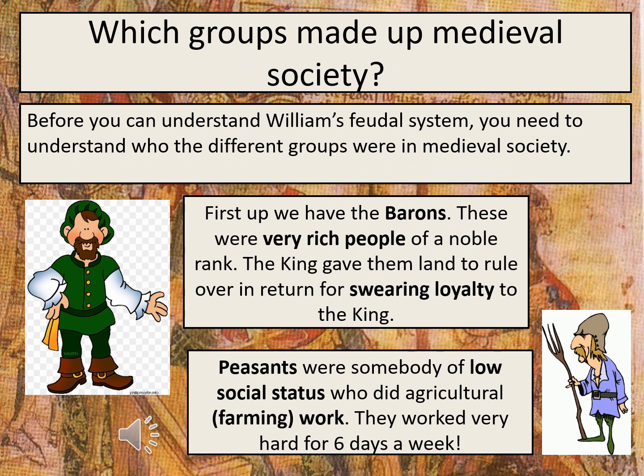Before you can understand William's feudal system, we need to look at the different groups who lived in medieval society. First up, we have the barons. These were very rich people of a noble rank. The king gave land to them so that they could rule over certain areas of the country. They did this in return for swearing loyalty to the king.